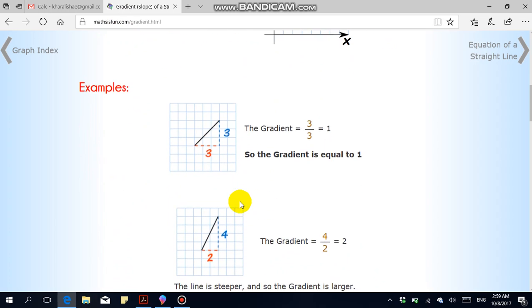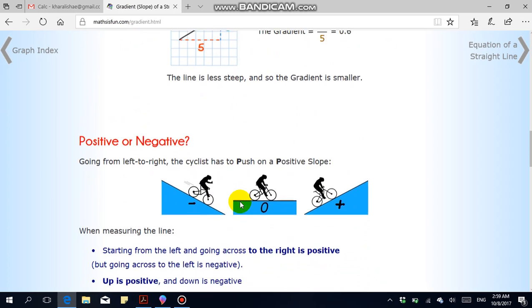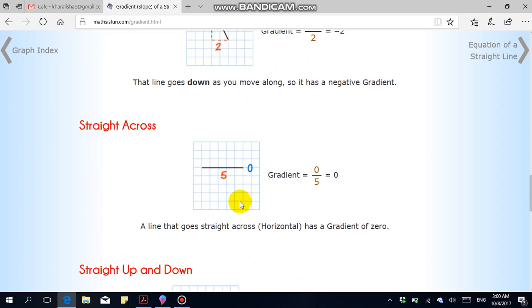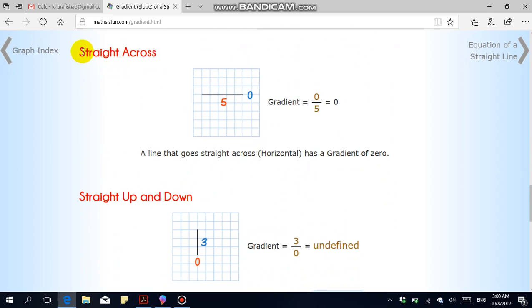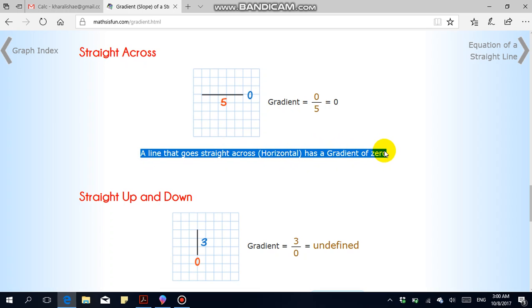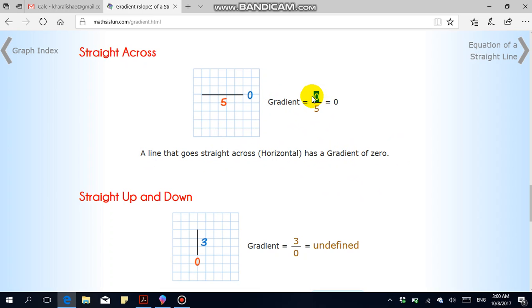Let me try to explain this to you by way of an example. So he's saying the same thing here. It says straight across. A line that goes straight horizontal has a gradient of 0. Why? Because there's no change in y. Your numerator is equal to 0, so your overall equation is equal to 0.